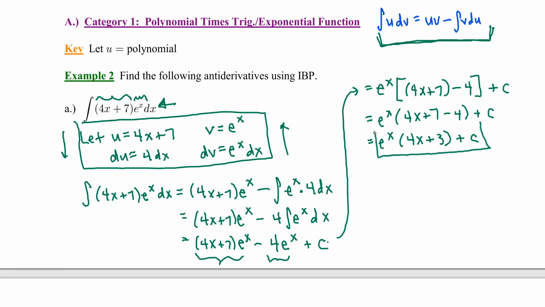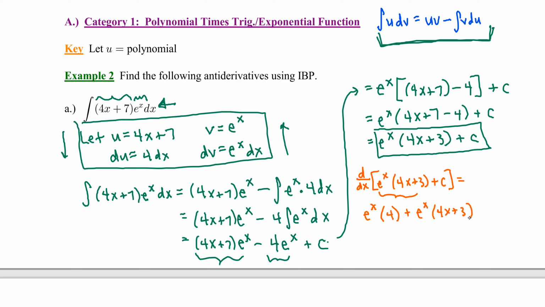Now again, to make sure that we build our confidence in this formula and check our answer at the same time, let's go ahead and differentiate to verify our work. So we want to find the derivative with respect to x of e to the x times 4x plus 3 plus c. Notice we're going to need the product rule because we have the product of two functions of x. So we'll take the first function times the derivative of the second plus the derivative of the first, which is just e to the x, times the second. And the derivative of c, of course, is 0.